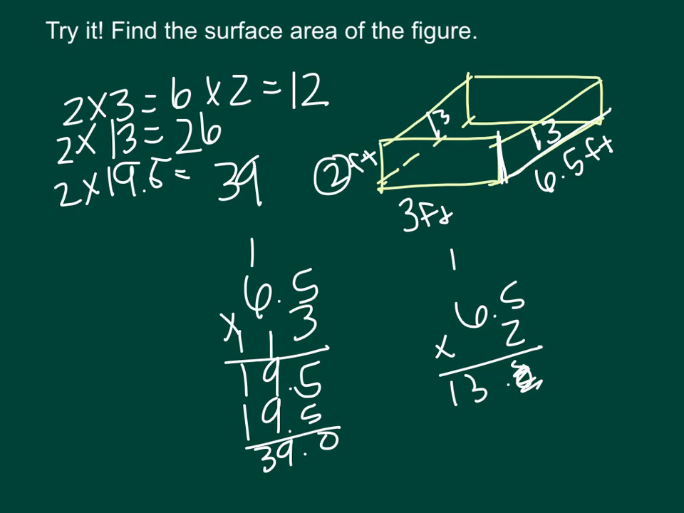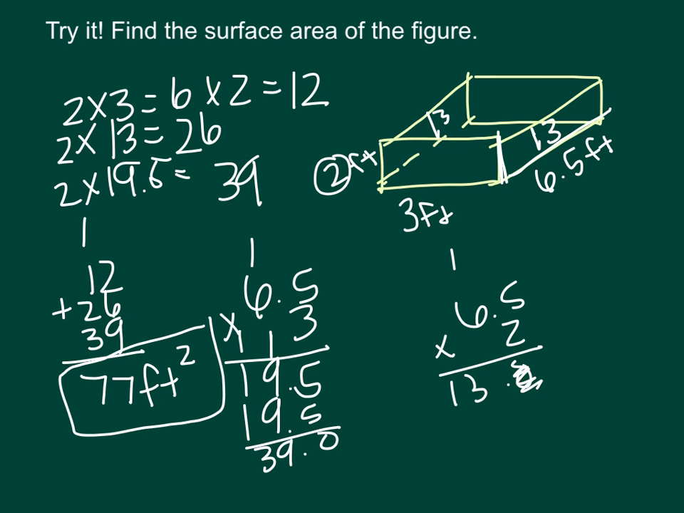Okay, so I have 12, 26 plus 39. Two plus 6 is 8, 7, 4, 77? Is that right? Hold on, let me double check that. It's getting late. I'm getting tired. 1, 2, 3, 4. Yeah, 77 feet squared. Sorry, I didn't solve that one before, so I was a little bit confused by it.